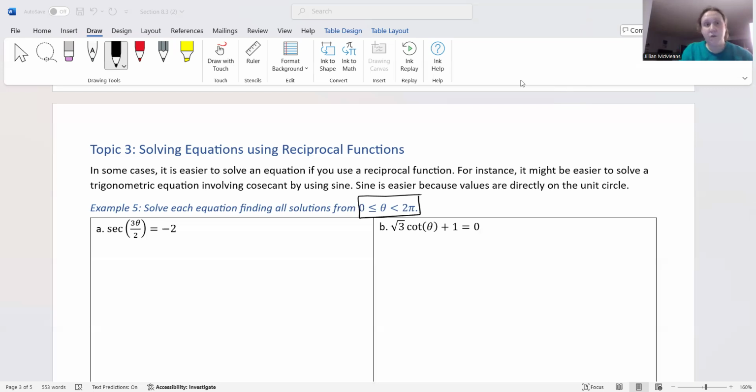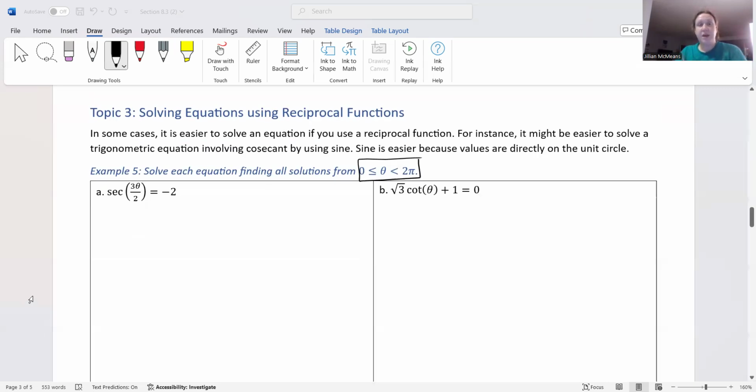Okay, so first we have secant of 3 theta divided by 2 equals -2. Well, we know secant has a reciprocal function in cosine. So I could instead solve cosine of 3 theta over 2, but it has to equal the reciprocal. So we want to make sure that when we solve the cosine function, we set it equal to the reciprocal of -2, which is -1/2. Okay, now let's talk about cosine of 3 theta over 2. That is really the same thing as cosine of 3 over 2 theta. So we essentially have 1.5 times theta.